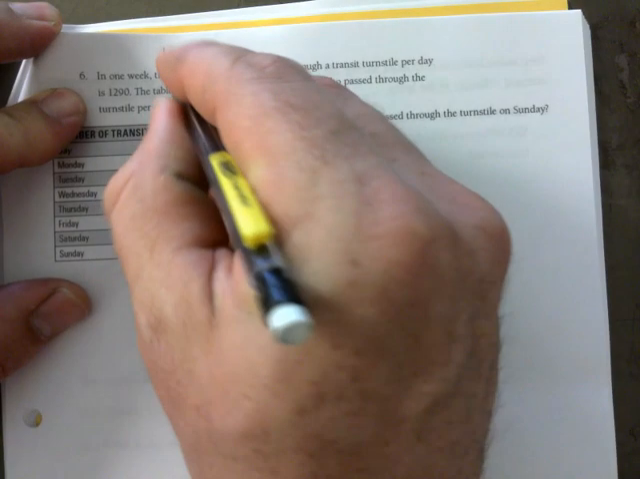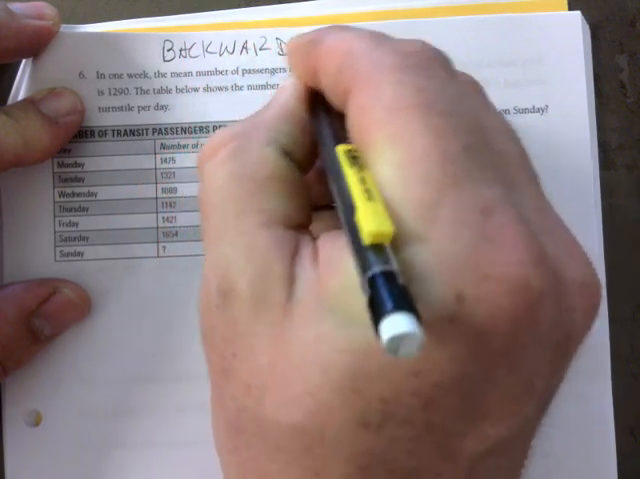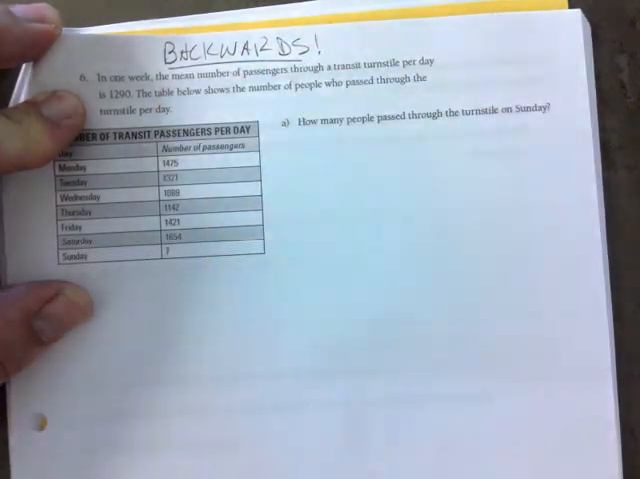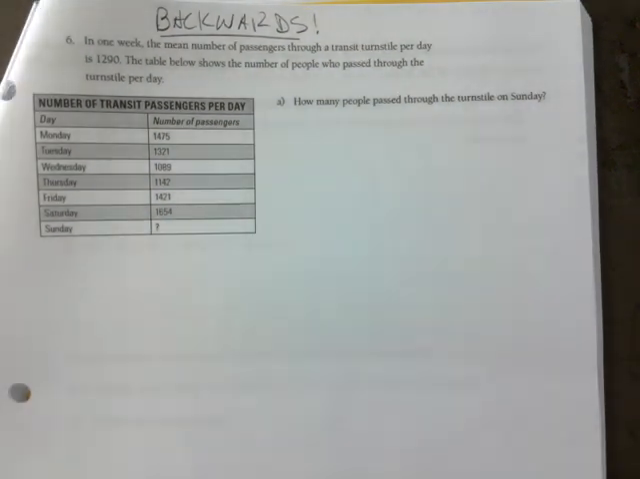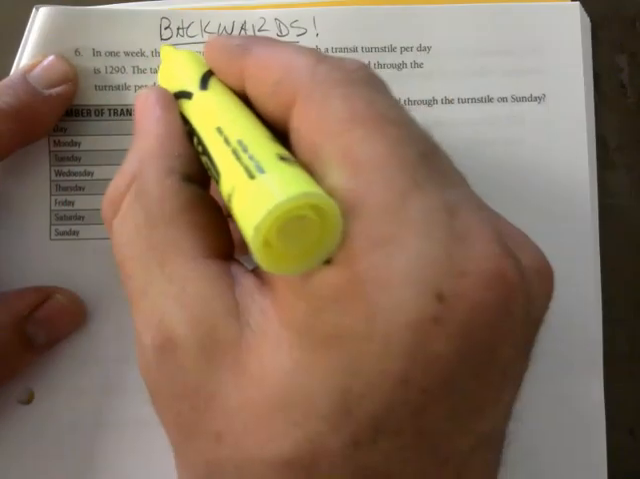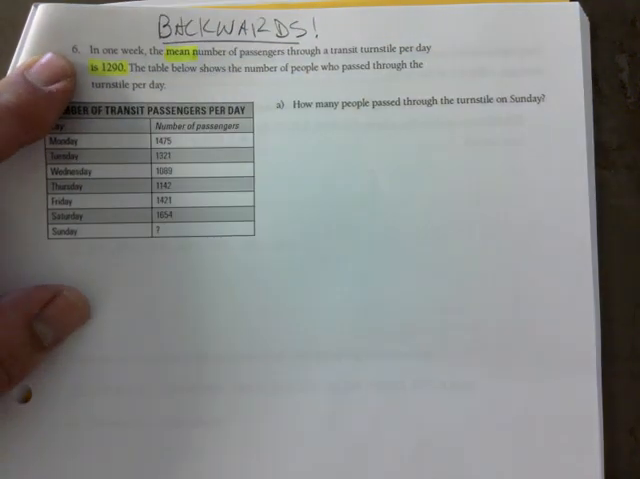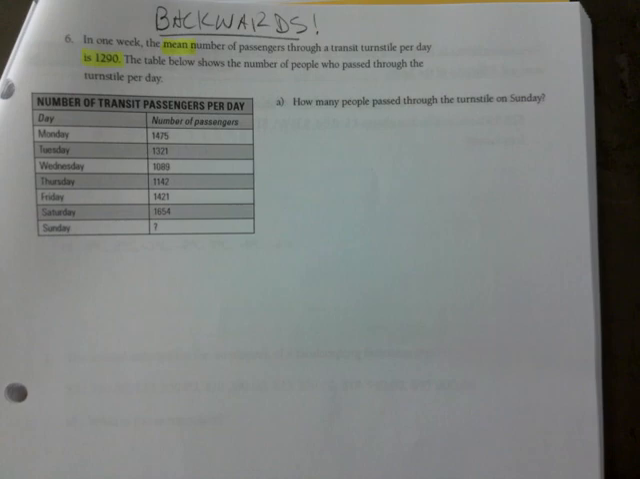Okay, so I don't know if we want to put backwards at the top. This is definitely another backwards example. How do you know that? How can you find out almost right away? Because it says the mean is 1290. The mean number of passengers per day is that, right? So mean is given.